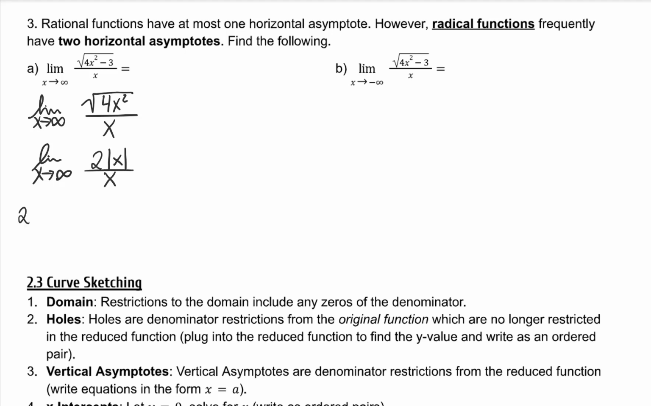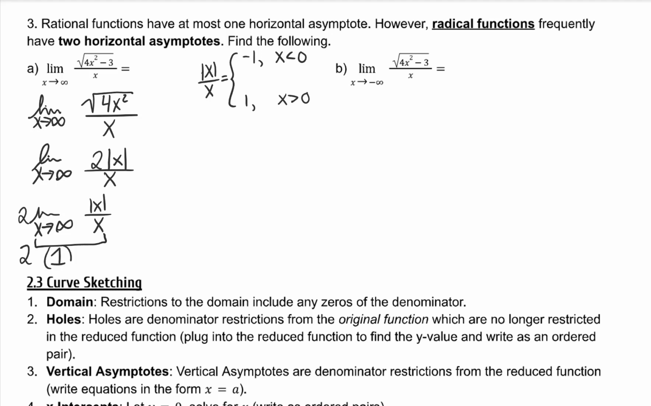Now this 2 I can take out of the limit and end up with this absolute value function, which is a piecewise. In pre-calculus, you learned that absolute value x over x, or the reciprocal, when x's are less than 0, you're going to get a -1 as your result. When x's are greater than 0, you're going to get a +1 as your result. So as x approaches infinity, we are approaching x is greater than 0, so my result is 1. The limit as x approaches infinity of absolute value x over x is just 1. 2 times 1 is 2.